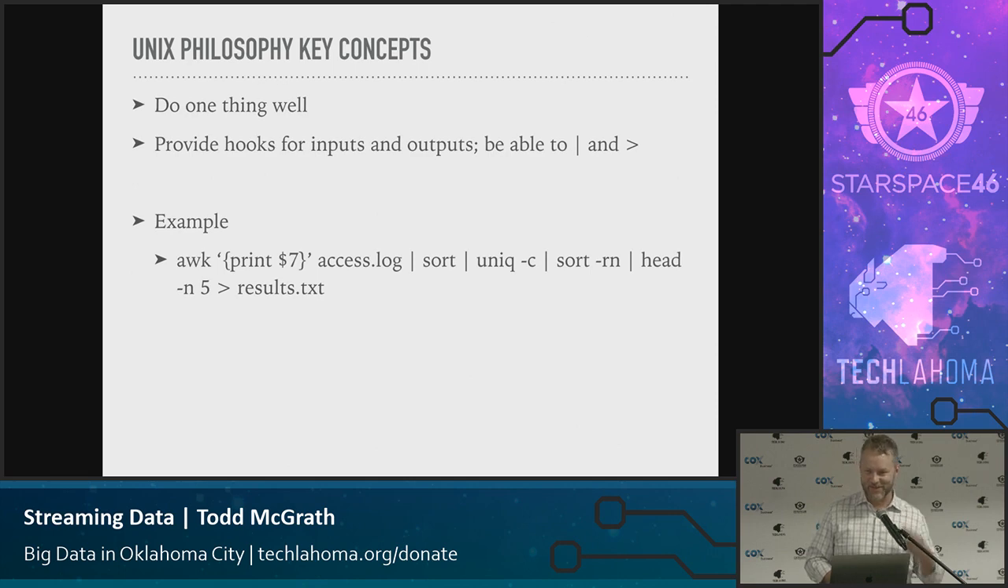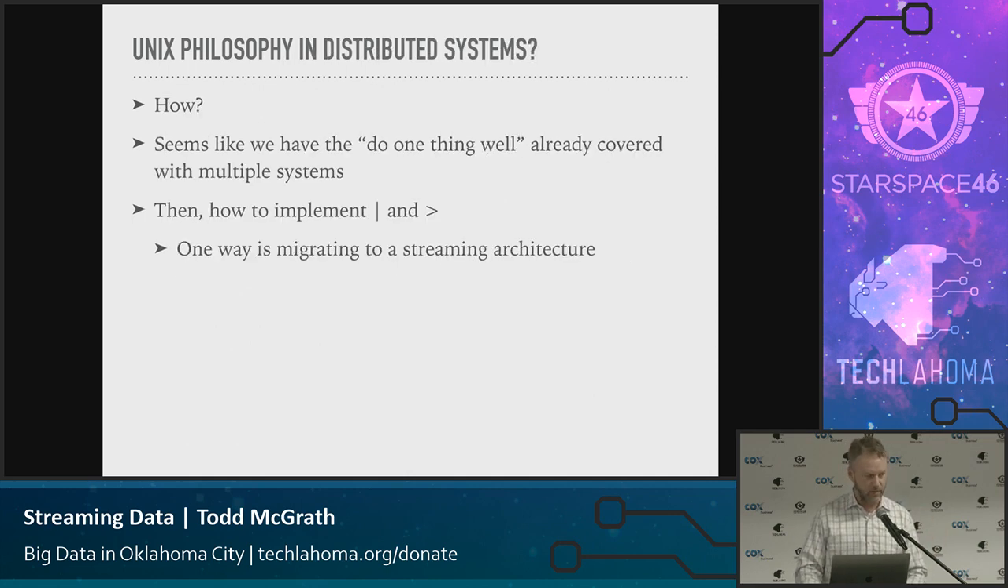If these are the two key concepts, doing one thing well and providing a standardization for hooks, for inputs and outputs, pipes and redirects, could we apply that to distributed systems? Well, as I alluded to before, I think the idea of the various boxes or the icons on that landscape is fine. That does one thing well. Those are specialized tools. But then, back to the challenge at hand, is how do we implement the piping and redirects?